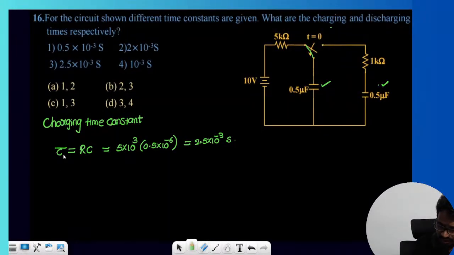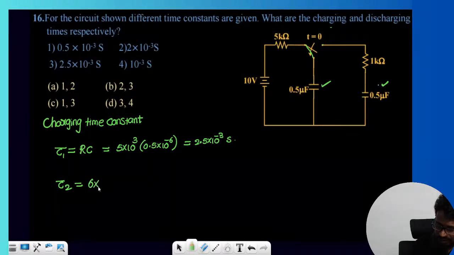Now that is also tau. Let us say tau 1, this is tau 2. This is also charging only, na. But here this resistance is how much now? 1.5K. No, 6K. 5 plus 1, 6K. Both are K only, na.